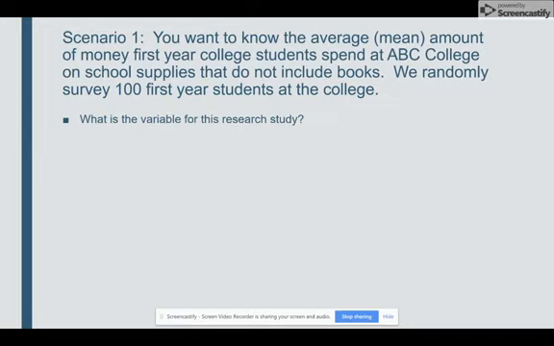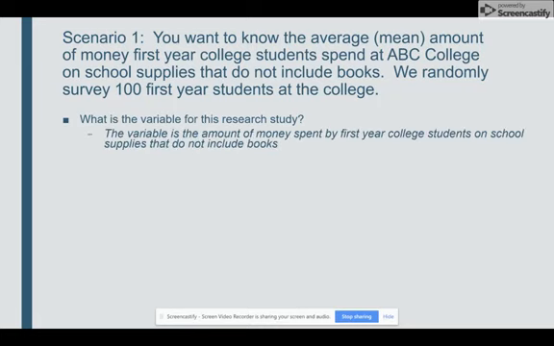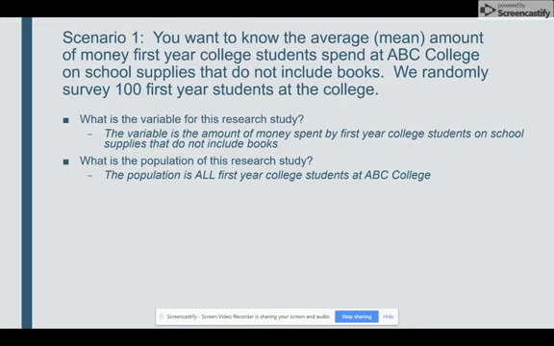What is the variable? What do you want to know about? The variable is the amount of money spent by first-year college students on school supplies that do not include books. What is the population? What's your big picture focus here? It's usually not stated in the problem, but is often implied in the scenario. The population is all first-year college students at ABC College.